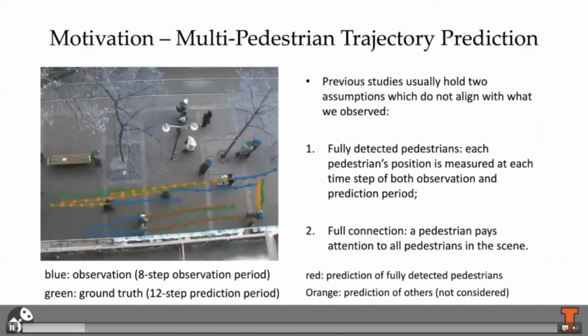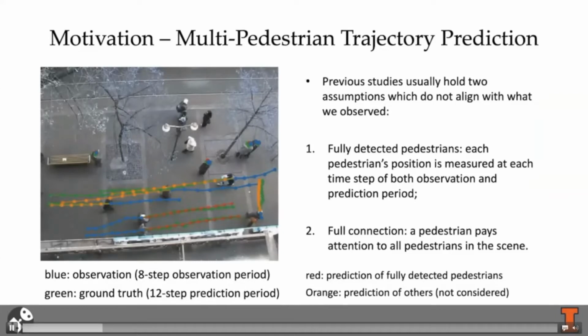Previous works usually hold two assumptions, which do not align with our observations. The first assumption is fully detected pedestrians. Each pedestrian's position is measured at each time step of both observation and prediction period. The second assumption is full connection. The pedestrian pays attention to all pedestrians in the scene.